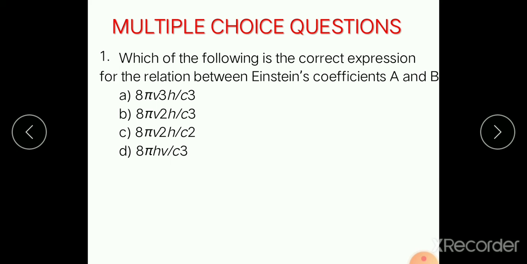First one, which of the following is the correct expression for the relation between Einstein coefficients A and B? Option A, 8 pi nu cube h divided by c cube. Option B, 8 pi nu square h divided by c cube. Option C, 8 pi nu square h by c square. Option D, 8 pi h nu by c cube. And from the last derivation, we know that A21 divided by B21 is equal to 8 pi h nu cube divided by c cube, and hence option A is the right answer.